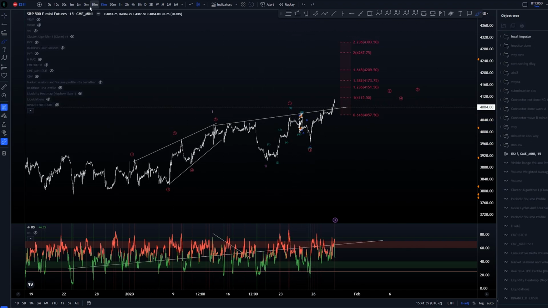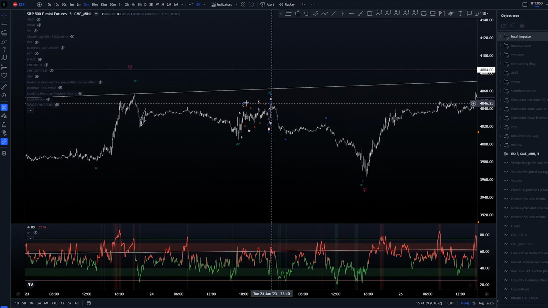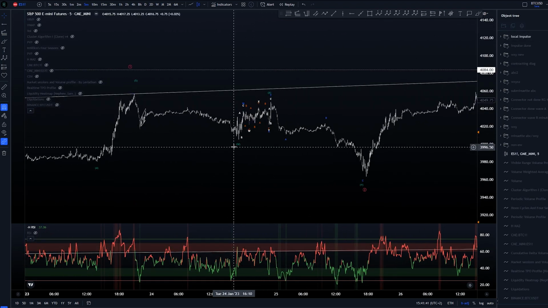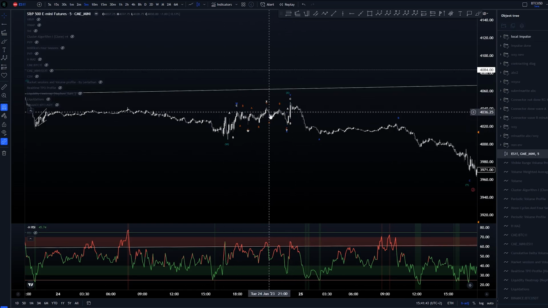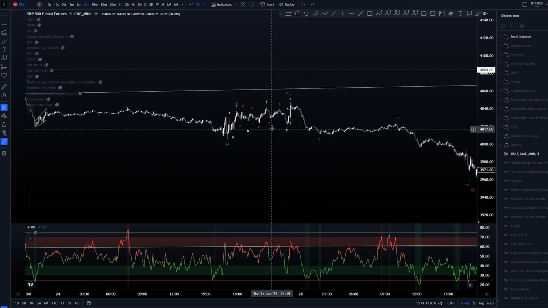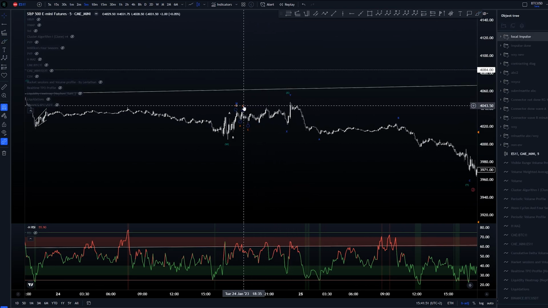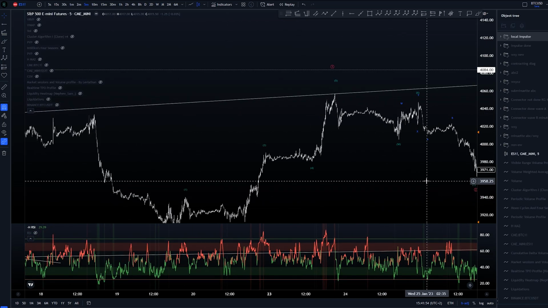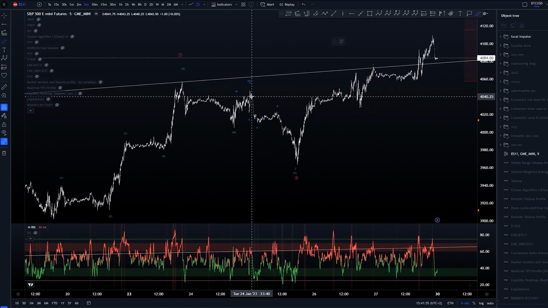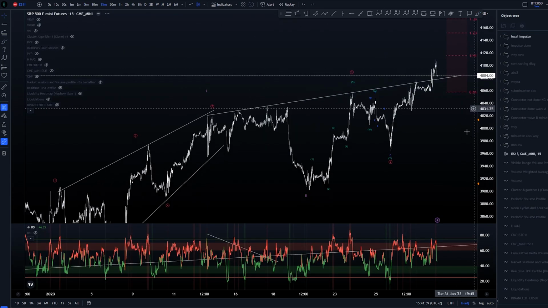Then 3-wave pullback if we need to be going a bit. I think I'm just going to be deleting all this. I was looking into the substructures and trying to make sense of this. So I had this as a WXY overall, and we don't need to be looking into the subwave structures at the moment, as long as that is fine. And then we would have an ABC coming down for that wave 2. Let's get back into the higher time frame.